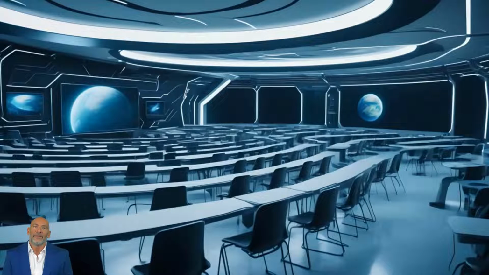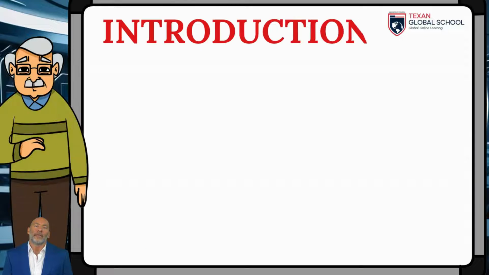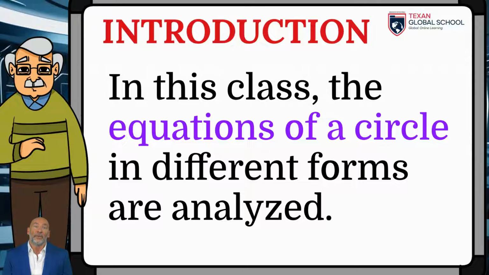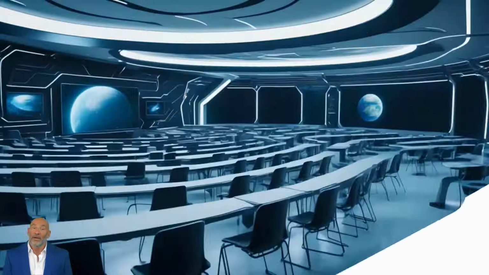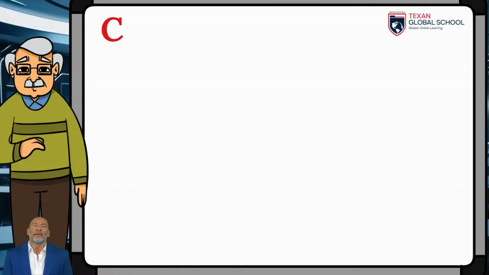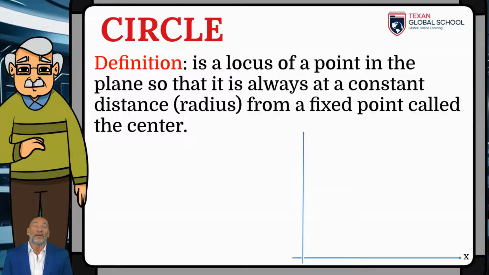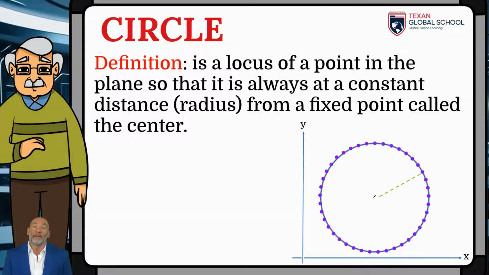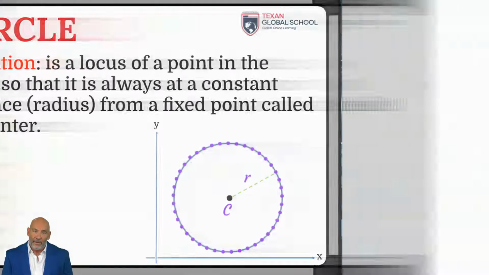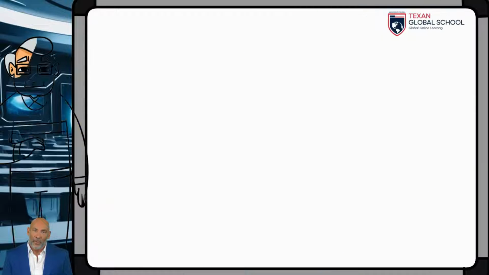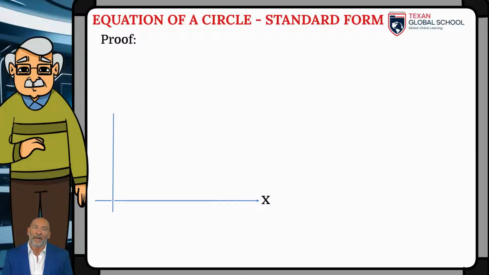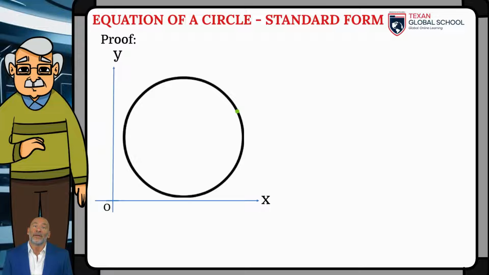In this class, the equation of the circle is analyzed in canonical, standard and general forms. By definition, a circle is a locus of a point in the plane such that it is always at a constant distance, called radius, from a fixed point called center. Using this definition, let's start from a point P, with coordinates x, y, of the circle, whose center is the point C of coordinates h, k, and whose radius is the constant r.